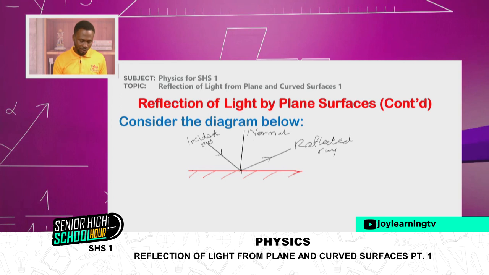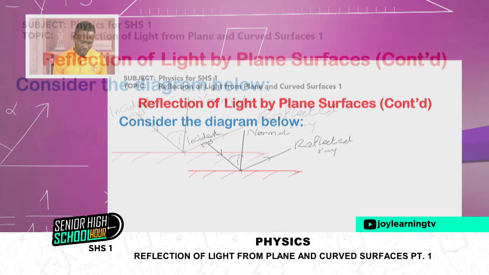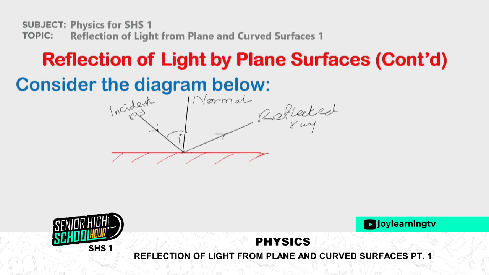Now, the angle between the incident ray and the normal, I'll use I to represent it, and I is called the angle of incidence. Now, the angle between the normal and the reflected ray, I'll use R for that, and R is called angle of reflection. So I is angle of incidence, R is angle of reflection.